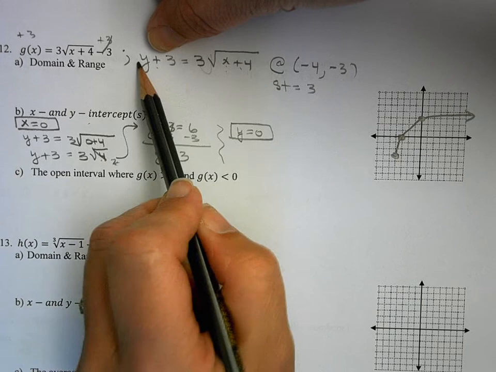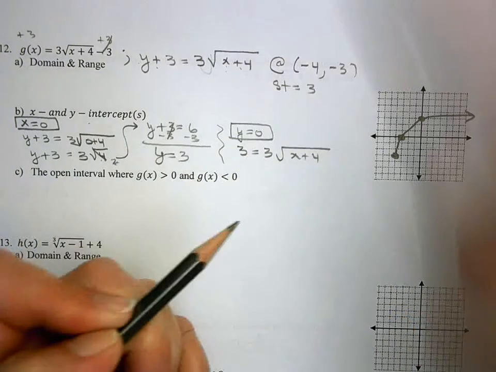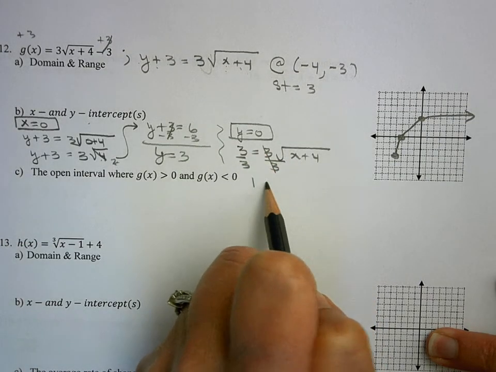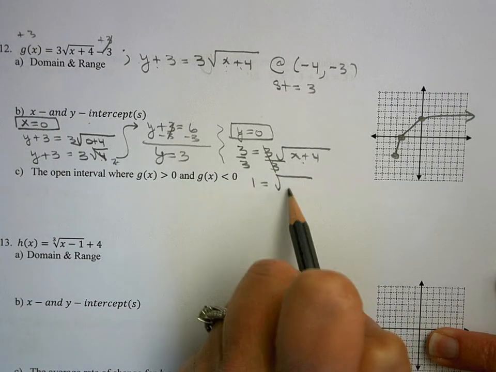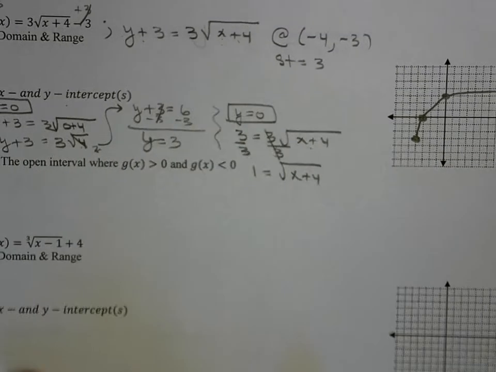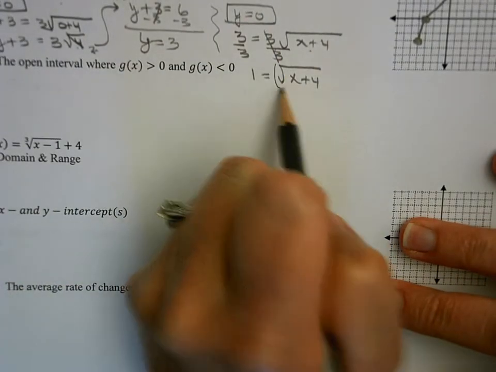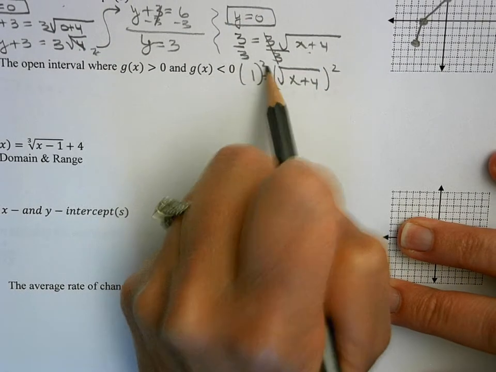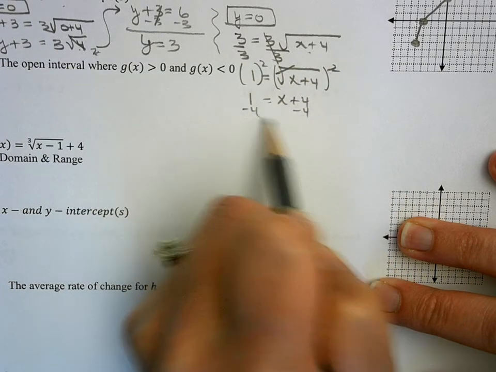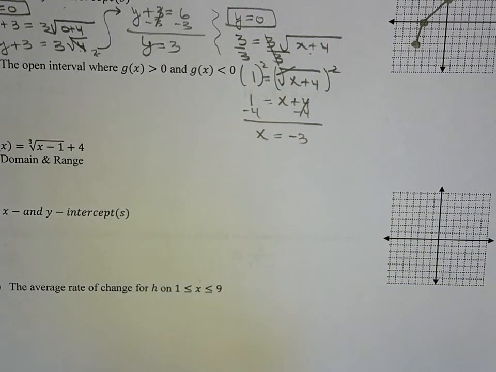So y would be 0, and 0 plus 3 is just 3. And so to isolate the x, I want to divide by 3. And 3 divided by 3 is just 1, and 1 times that isn't going to change anything. And then now to get rid of the square root, I want to square both sides. So 1 squared is 1, and then that'll cancel. And then subtract 4 from both sides. And there's my x-intercept, which we already knew was -3 just by looking at the graph.